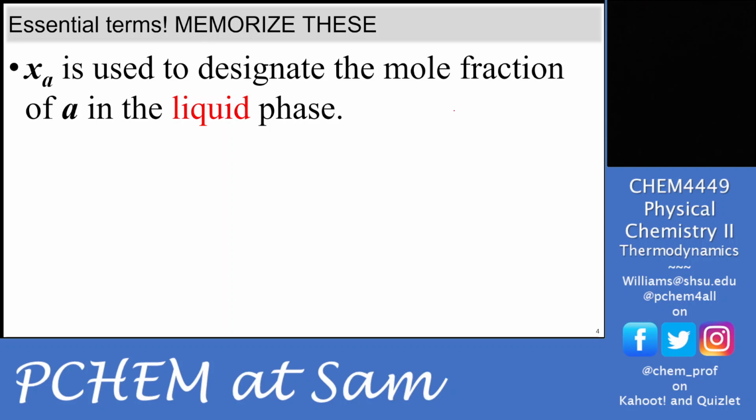And then here are some essential terms. I'm trying to be very explicit. The last slide was background foundational principles, but this slide you have to actually memorize. When we use X, we're talking about the liquid phase. So XA is used to designate the mole fraction of A in the liquid phase. Mole fraction is number of moles of A over number of moles total. If we're just talking about A and B, then it would be NA over NA plus NB. So very straightforward.